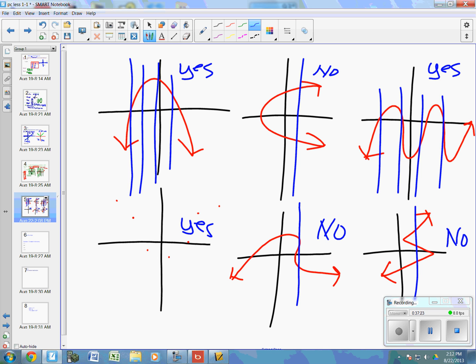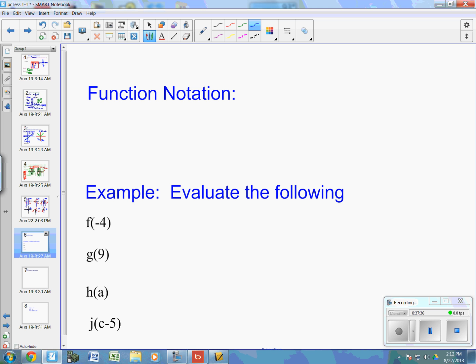Okay, continuous. Discrete or continuous? Discrete. Discrete's a bunch of points. So this one right down here is discrete. Okay? All right. Function notation.